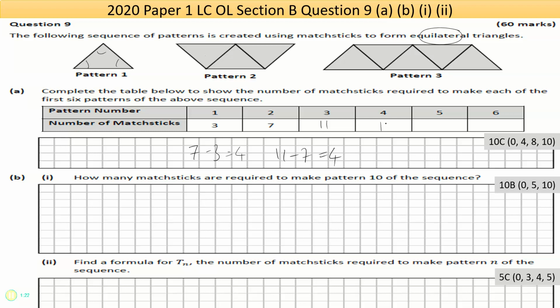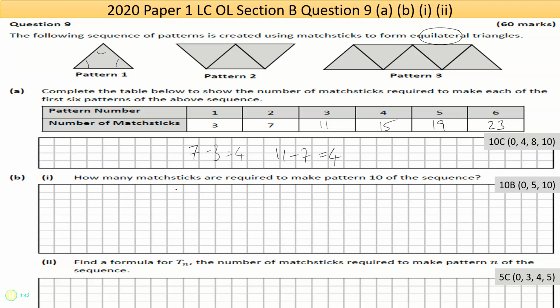So 11 and 4 is 15. 15 and 4 is 19, and 19 and 4 is 23. So you could have just drawn them, but you don't have much space to draw them, or visualize them in your head. But this is giving you a pattern to follow. The pattern just happens to be linear, although you're not really being asked that.